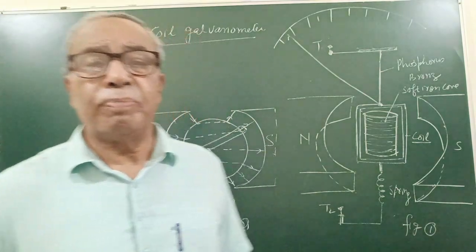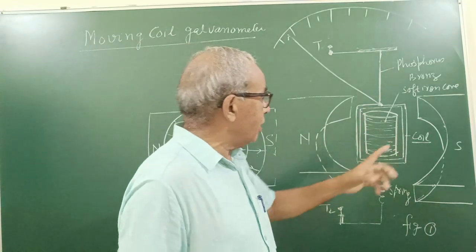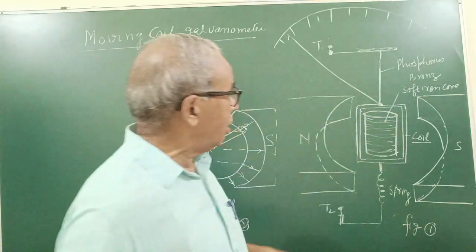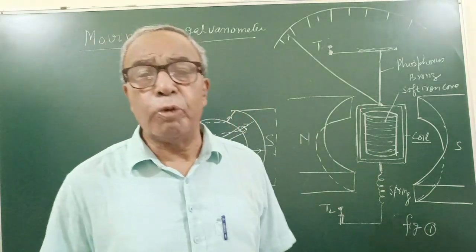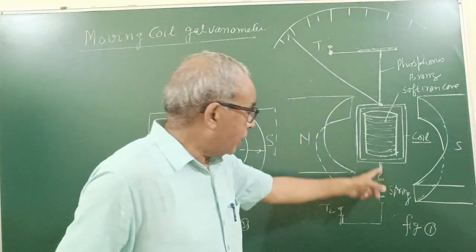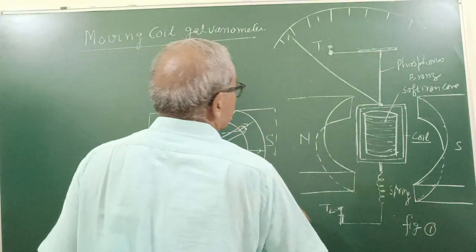Why are the poles taken concave? Why is the core taken cylindrical and the coil rectangular? There is a reason for this, and I will just tell you. The other end is connected to a spring and this terminal T2, where current is connected.